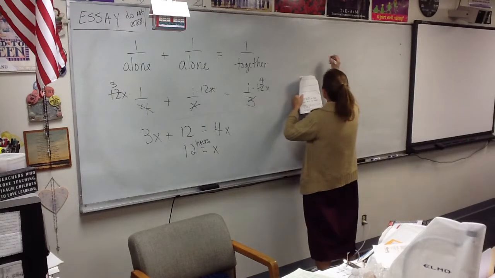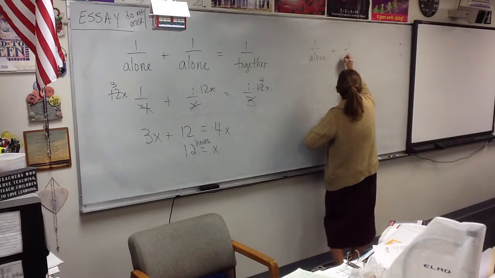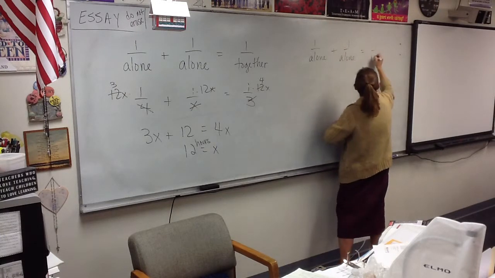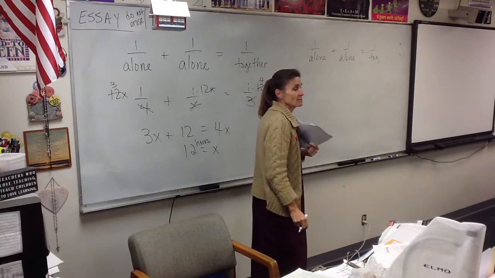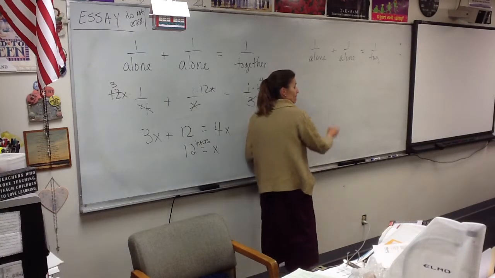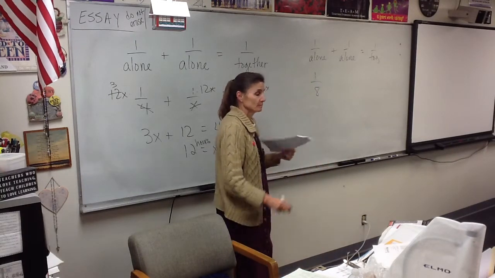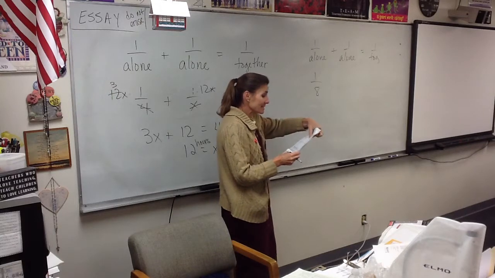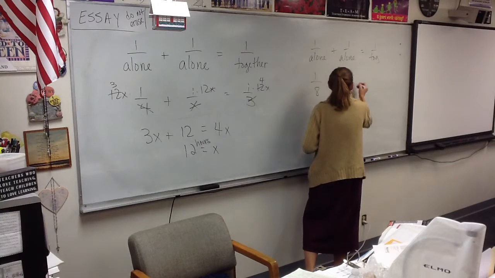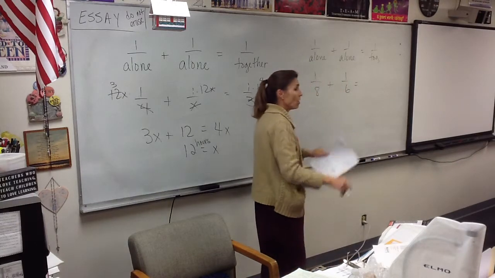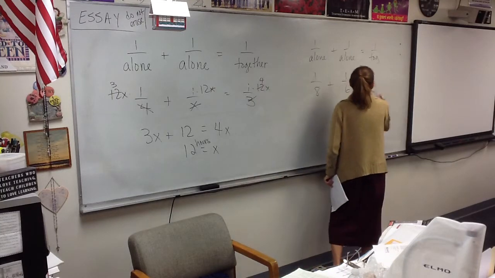Grant can paint the football field in 8 hours. Okay, so we have 1 over alone plus 1 over alone equals 1 over together. So here we go. What do I do with the 8 hours? That's Grant alone, right? Matt can do it in 6 hours. 1 over 6. So that's going to be plus 1 over 6. How long will it take them to do it together? 1 over x.